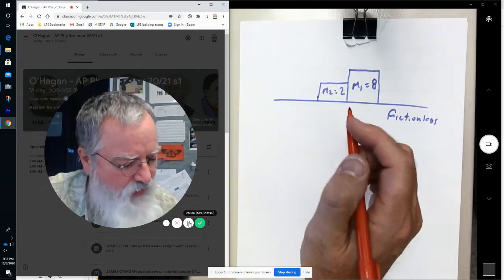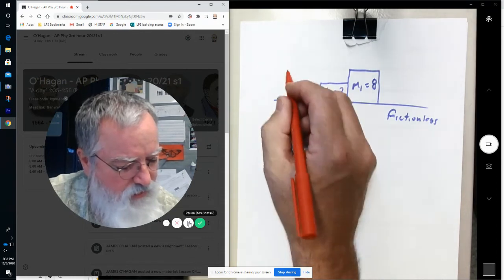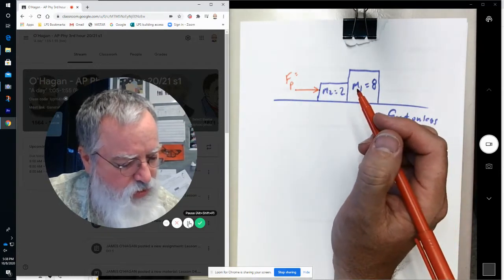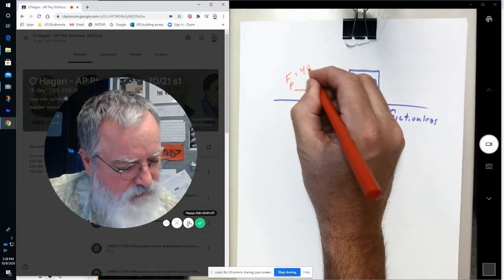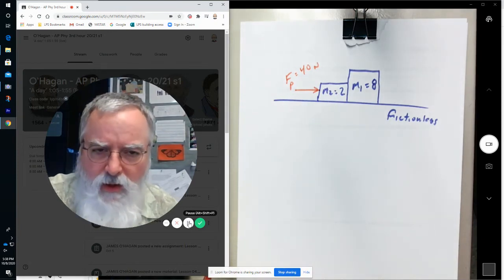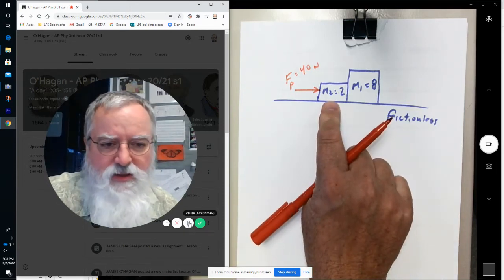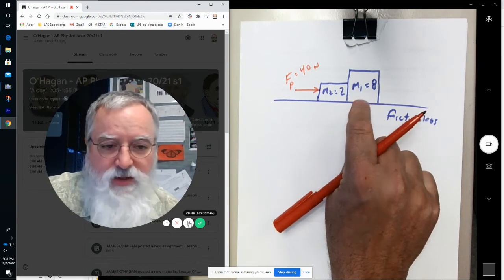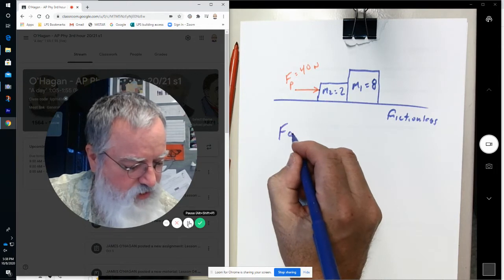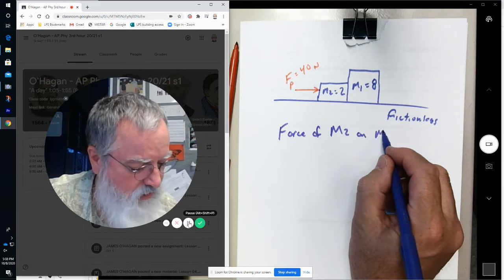Now, I am going to push on mass 2 with a force push equal to 40 newtons. Okay? What I want to know is how big is the force of mass 2 on mass 1? How much is mass 1 being pushed by mass 2? So, force of mass 2 on mass 1.